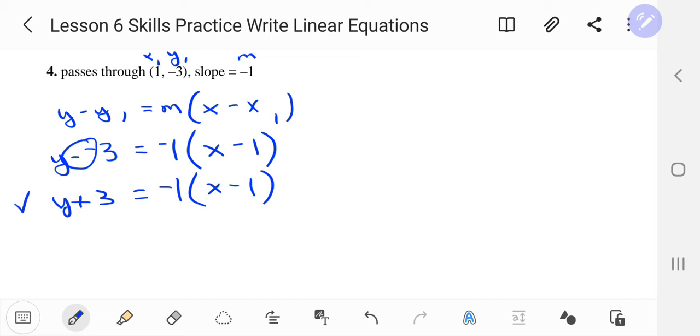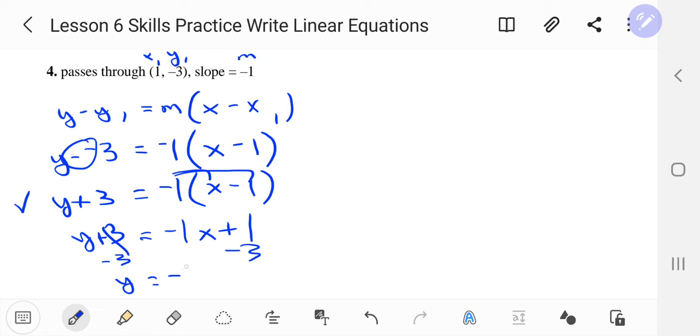There. Step 1's done. We got nice and neat point slope form. Now we got to get rid of those parentheses as we change this into slope intercept form. Negative 1x plus 1, y plus 3. All right, that could give you some trouble, distributing that negative 1 to a minus 1. Now we got to isolate that y, minus 3, y equals negative 1x minus 2.